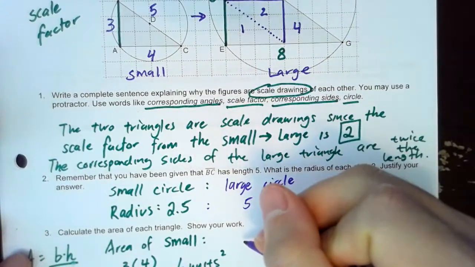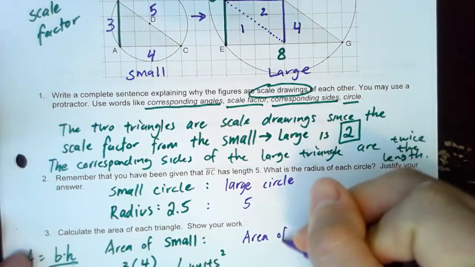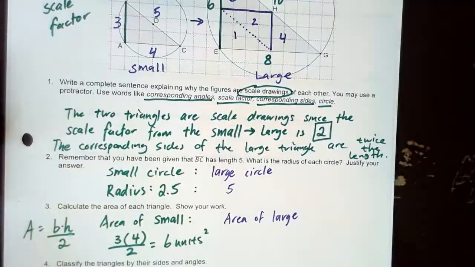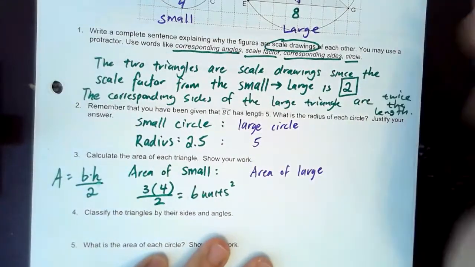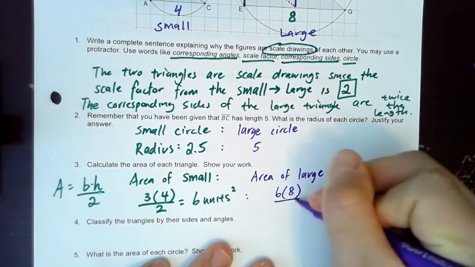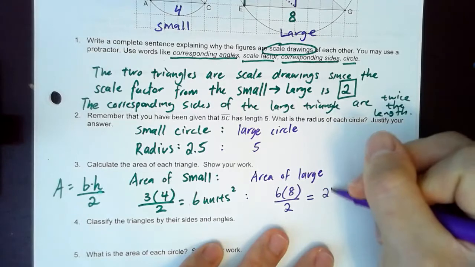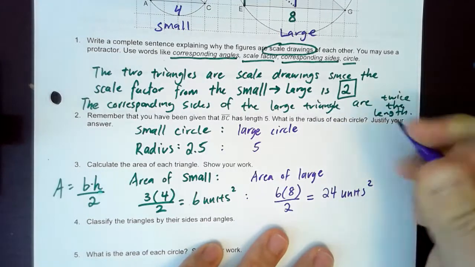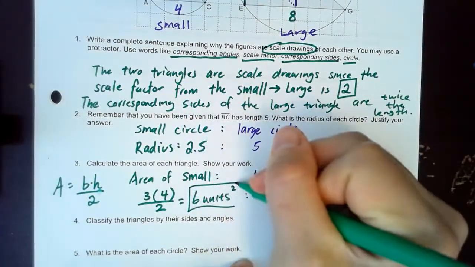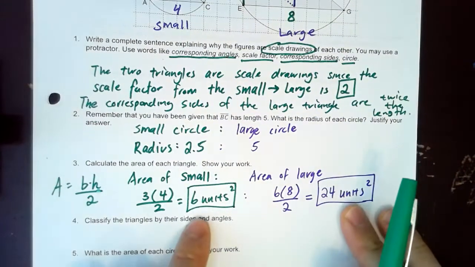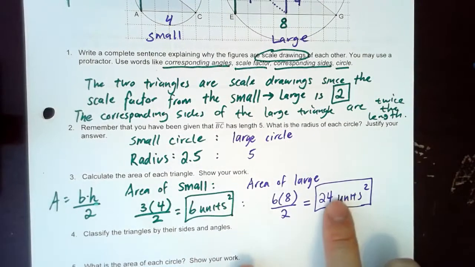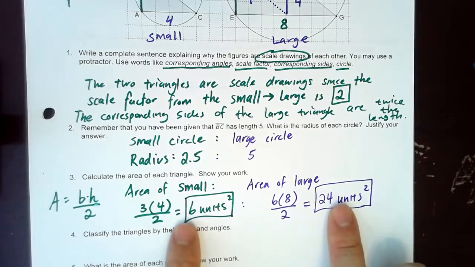Whereas the big triangle, so I'm going to write area of large, let's zoom out a little bit. The area of the large triangle is going to have the dimensions 6 times 8 divided by 2, which gives me 24 units squared. Okay, the small triangle is 6, the large triangle is 24. Why was it not 2 times larger? That's kind of like the theme of today's lesson. Why was this large area not twice as large as this small triangle?